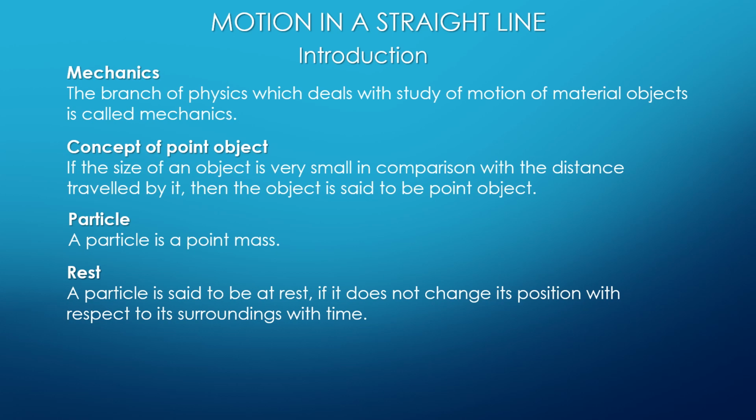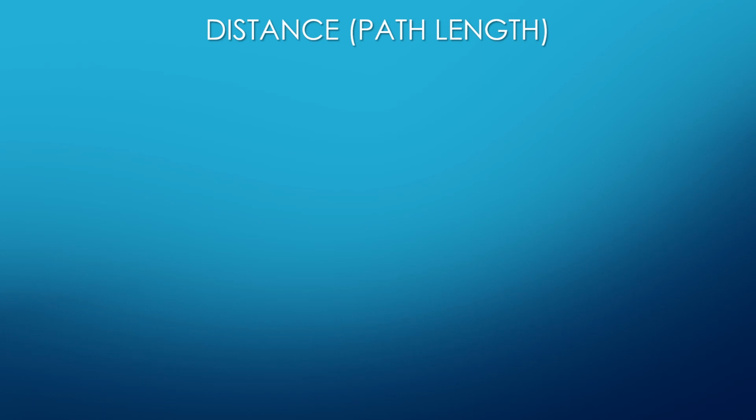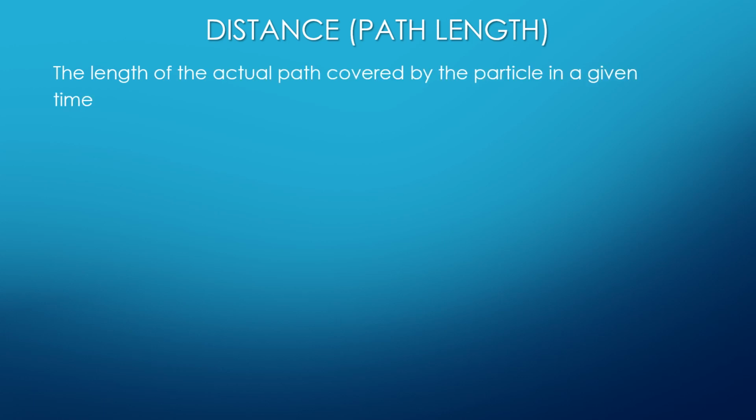Next, we study about motion. A particle is said to be in motion if it changes its position with respect to its surroundings with time. That is called motion. Let's understand distance, that is path length. The length of an actual path covered by a particle in a given time interval is called distance. So when a particle travels from A to B, it is the length of an actual path covered by it in a certain given time interval.